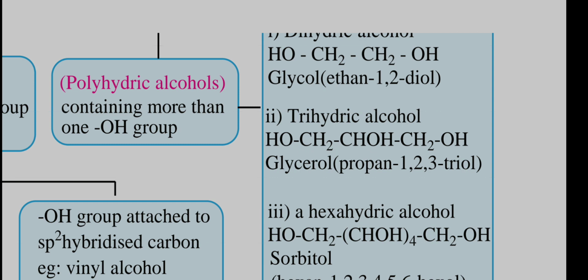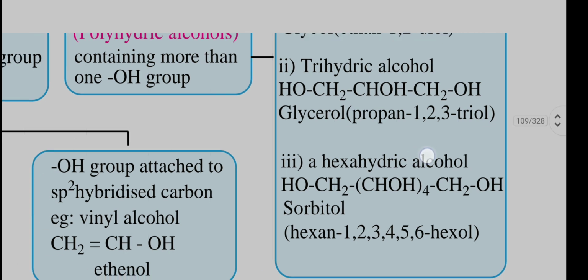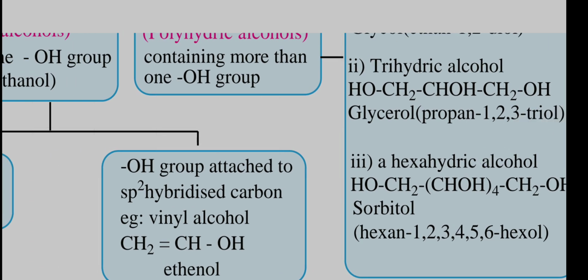Then trihydric alcohol, in propane, the 3 OH groups are attached in the 1, 2, 3 positions. Then hexahydric alcohol, for example sorbitol. Okay, this classification is completed.